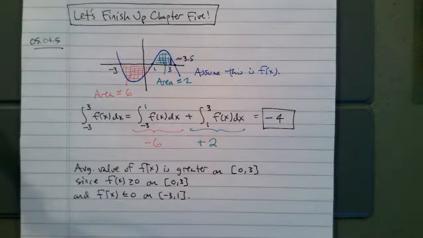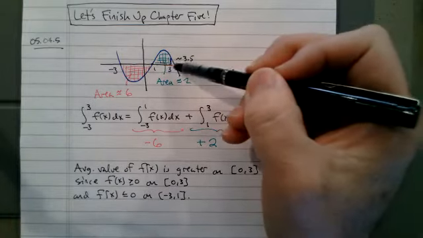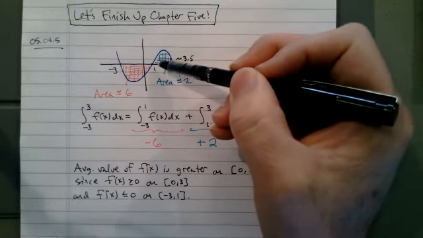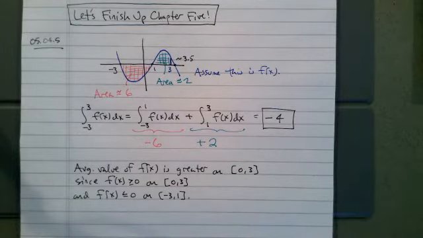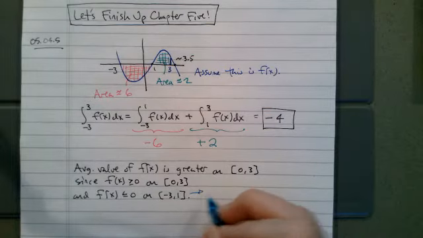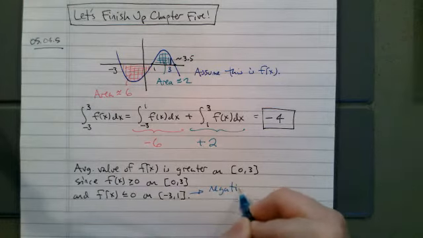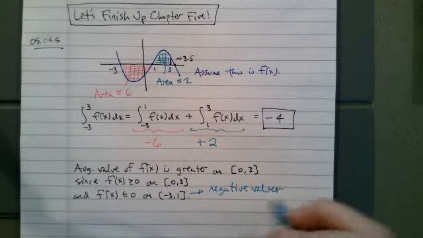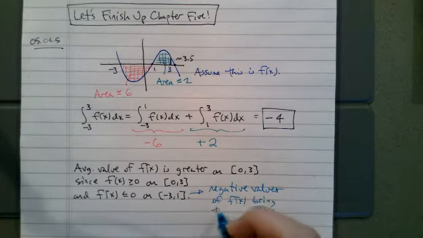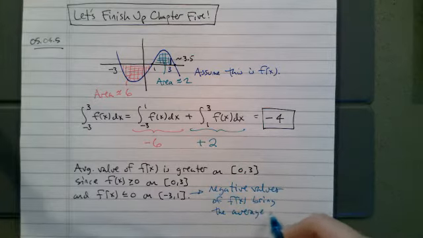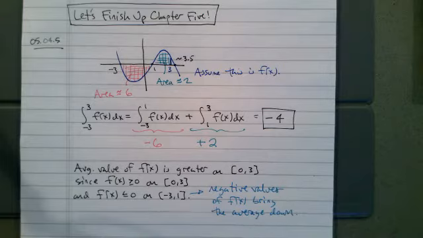If we take the average, we have some positive values. The average value of the function f of x from 1 to 3 is positive because the function is always positive. When we start adding negative values in, the negative values of the function are going to bring the average down. Questions?